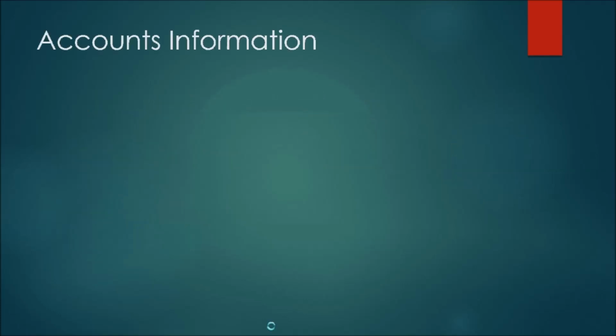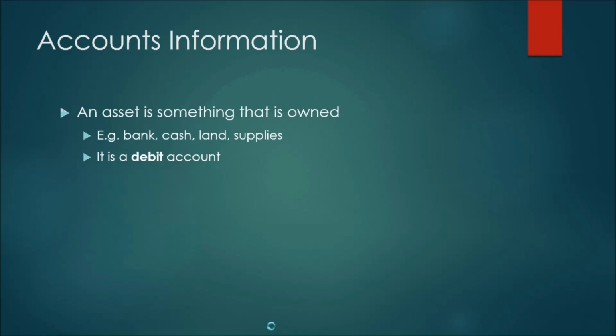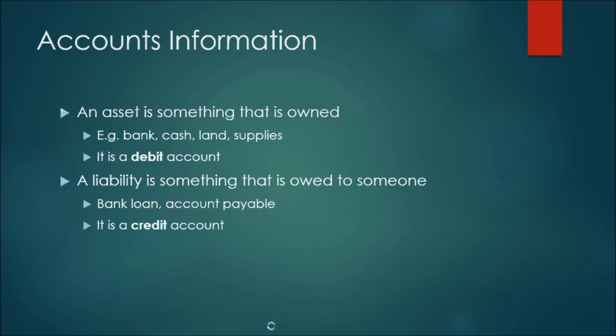So, in accounting, there's the asset account, and an asset is something that is owned, like cash, the land that you own, supplies like erasers, rulers, all that stuff are assets, and assets are debit accounts. I'll explain that later. A liability is something that is owed to someone. So a bank loan or accounts payable would be a liability, something that you have to pay off to someone else. An account payable is basically money that you owe to someone, and this is a credit account. I'll explain that later too.